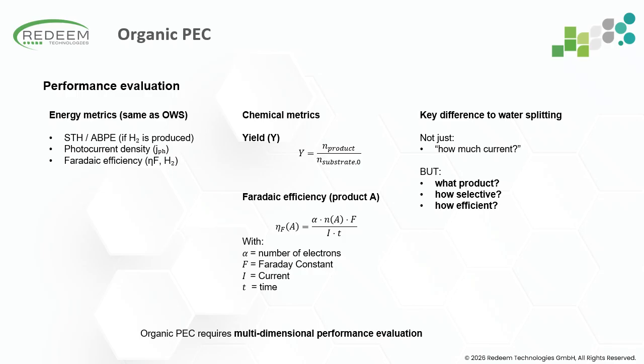And this highlights one of the fundamental differences compared to water splitting, because in overall water splitting, the main question is often how much current we can generate, since there is essentially only one desired product. In organic PEC, however, current is only part of the story. We also have to ask which product is formed, how selective the reaction is, and how efficiently electrons are converted into that specific product. Consequently, reactor optimization becomes a multi-objective problem here.